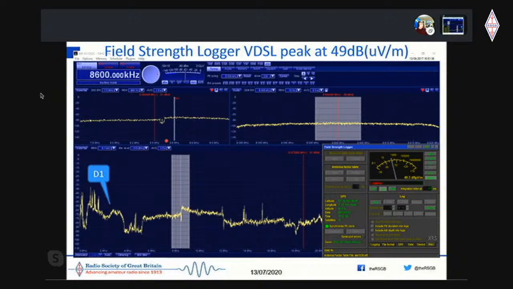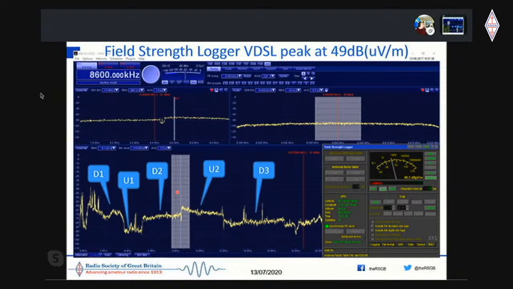You can also see sometimes big level changes between the down and upstream bands. And this shows you where they all are. And you can see here the dip again. Now, this is a different type of device. This is actually a calibrated field strength logger. So it's measuring the field strength at nearly 50 dB microvolts per meter, which is way above where it should be.